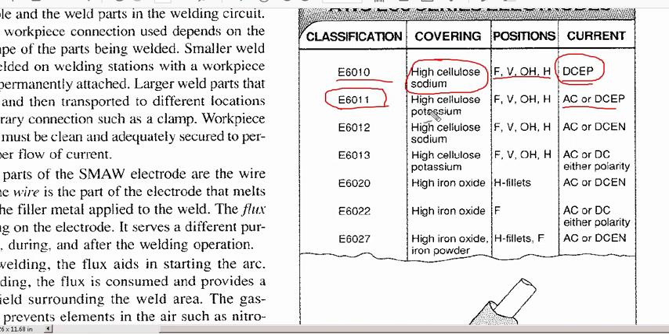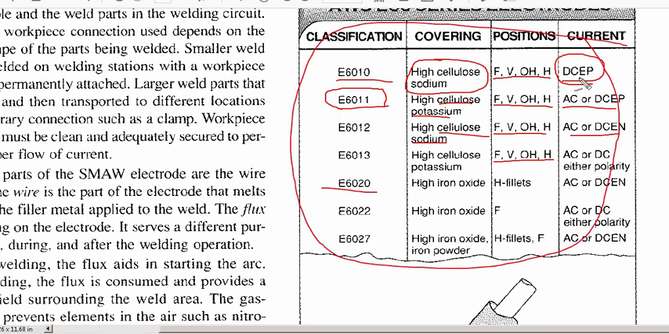Anyway, you'll notice that the covering still keeps a lot of cellulose to it. Got potassium or sodium in these cases, and you can see pretty much the same positions that are available to them, and AC or DC, DCEN, those kind of things. 6020 is one that you'll probably run into as well, depending on your application. So anyway, a wide variety. These are typically controlled by the designers who are designing the system and the joints themselves, but the terminology is great.